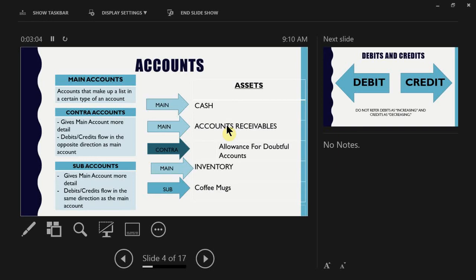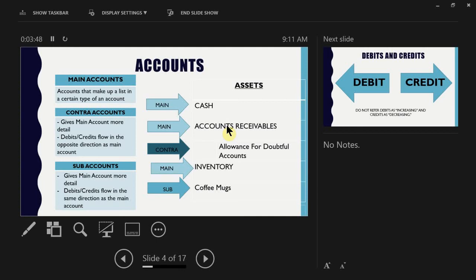So again, for example, we have cash here, and we have accounts receivable. Now, how I separate it is, I have my main accounts all capitalized, and then my sub accounts are going to be either upper and lower case, or they're just going to be indented. Now, what a contra account does is it gives more details to a sub account.